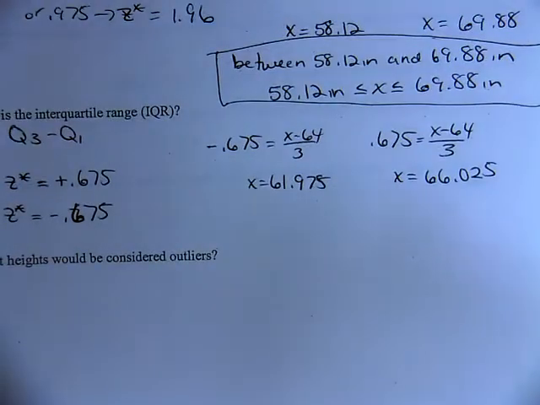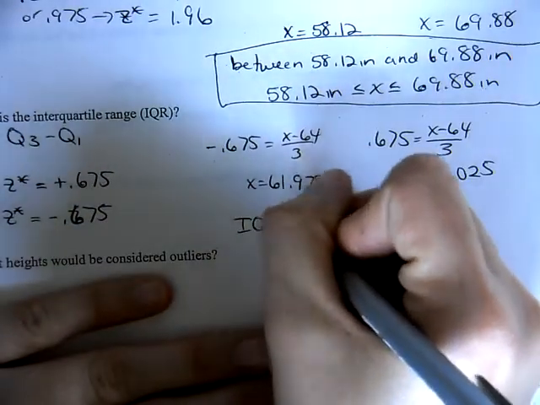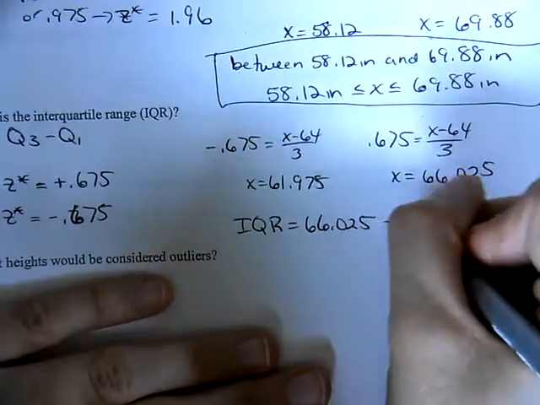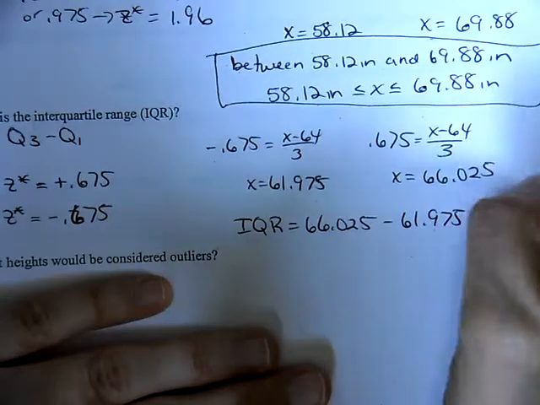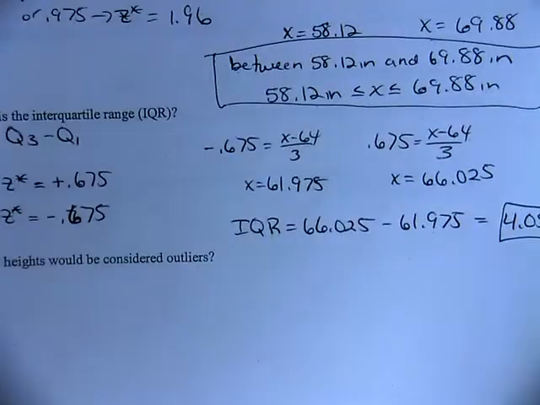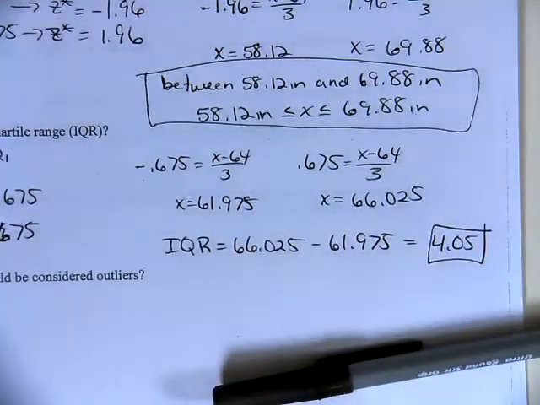But it's asking for the IQR. So instead of just writing these out, I'm going to subtract. 66.025 minus 61.975. So 4.05. So there's a 50% spread of 4 inches, which I guess makes sense if you think about height.